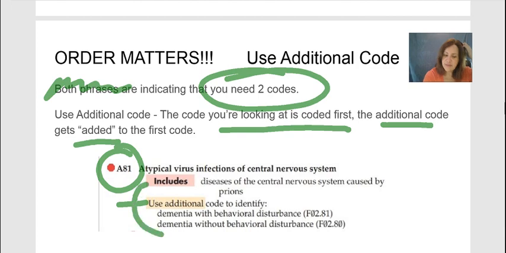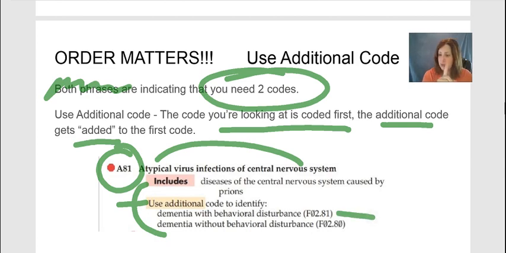So when you see this phrase, you know that you're going to code this virus infection and then the dementia. I want to caution you that you only add that dementia code if doctor said the patient had dementia. You don't add it if doctor did not say it. So if the doctor just says atypical virus of the central nervous system, and they don't say anything about dementia or behavioral disturbances, then there is no additional code. Don't just say, well, I put it because the book told me to. Doctor has to say it. But if doctor said it, this is the order you would put it in.